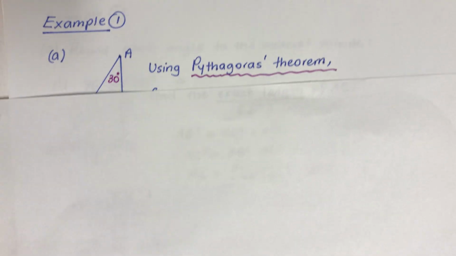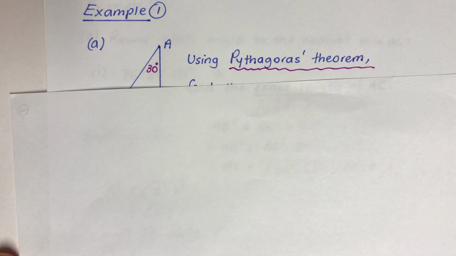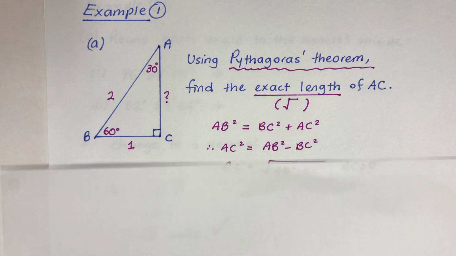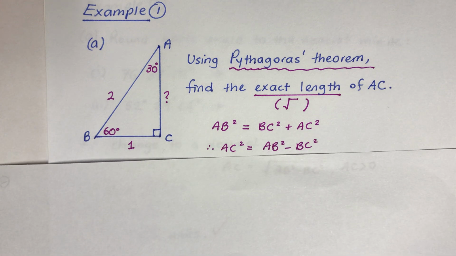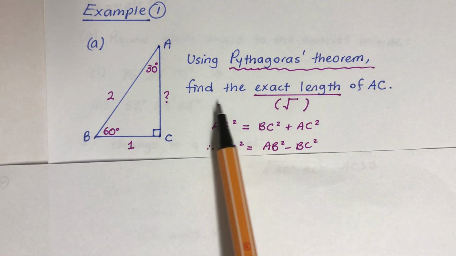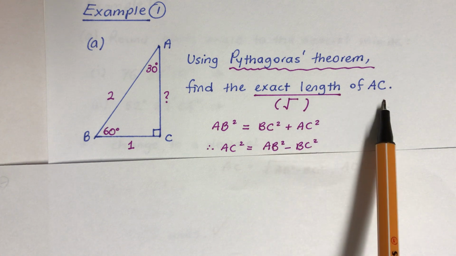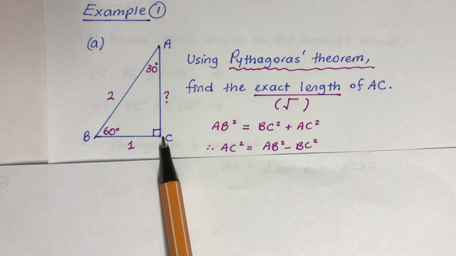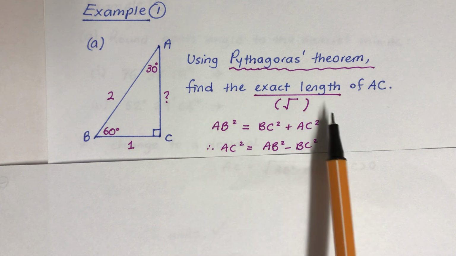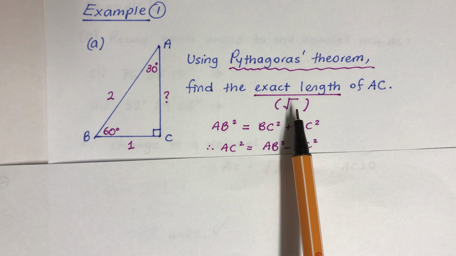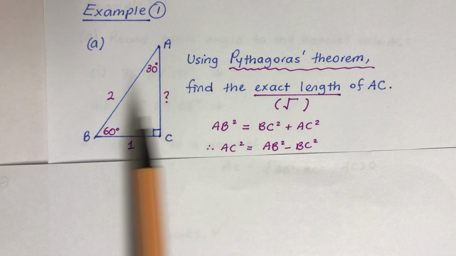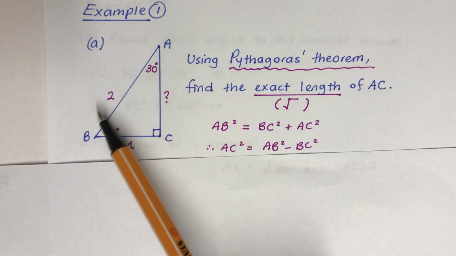So we're going to do example 1. It says here, using Pythagoras' Theorem, find the exact length of AC. AC is right there, I'll put the question mark there. Now, exact length is in square root form, so we're going to use Pythagoras' Theorem here.